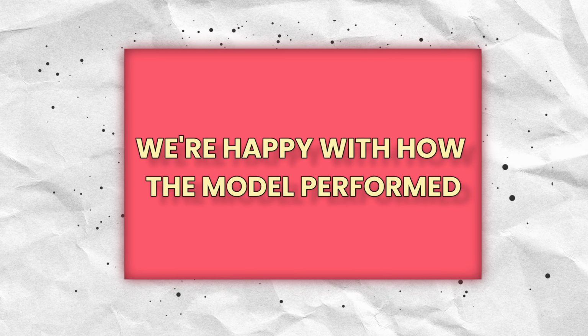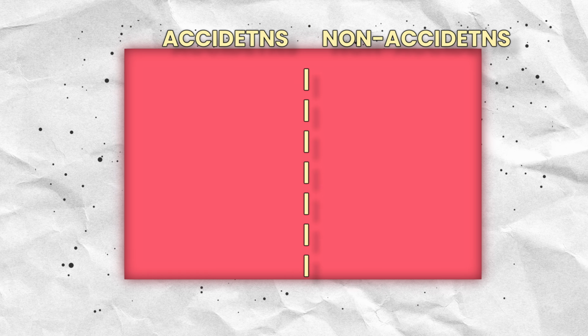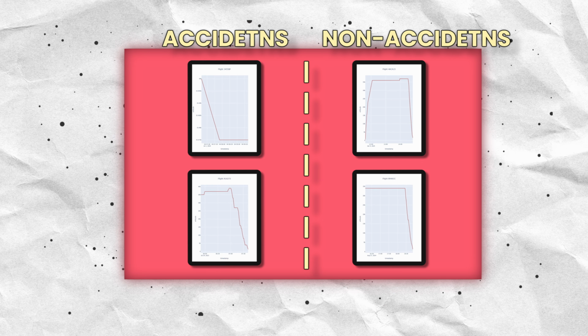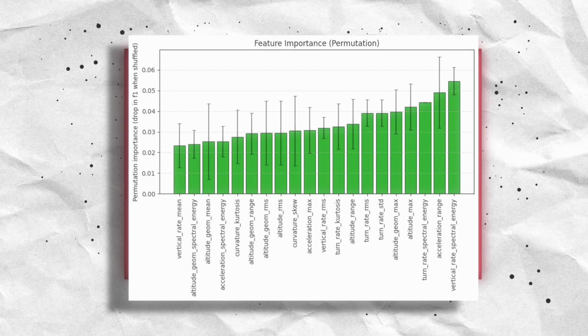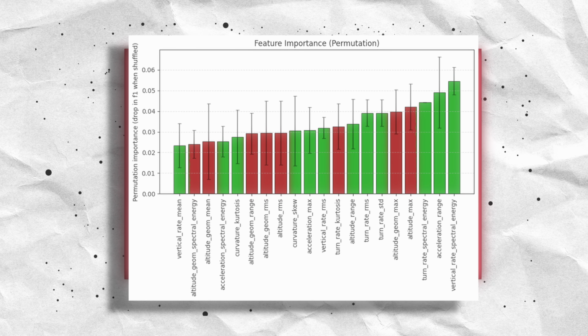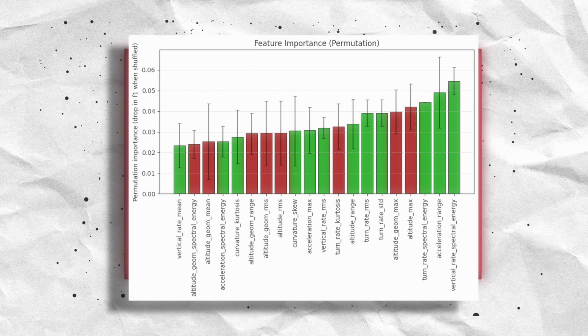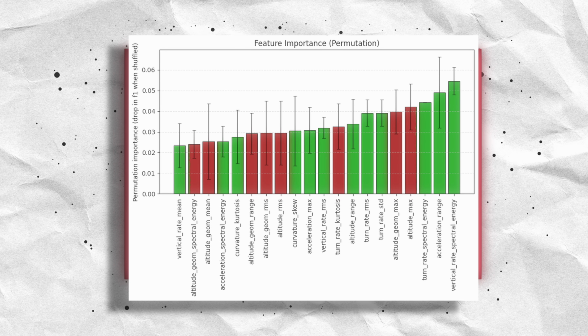So, to wrap it up, overall, we are happy with how the model performed. For a simple distance-based approach, separating accident flights from the normal ones this cleanly is a solid result. Out of all the features we engineered, a few clear signal groups stand out. The attitude profile was central. Its extremes, its breadth, and its overall shape showed up again and again.